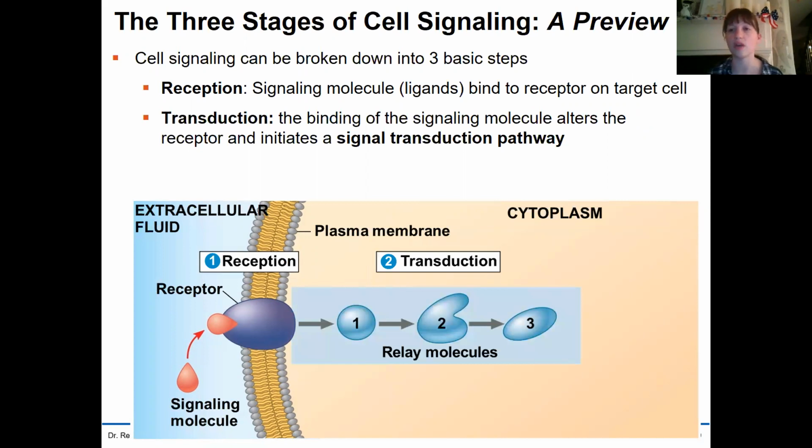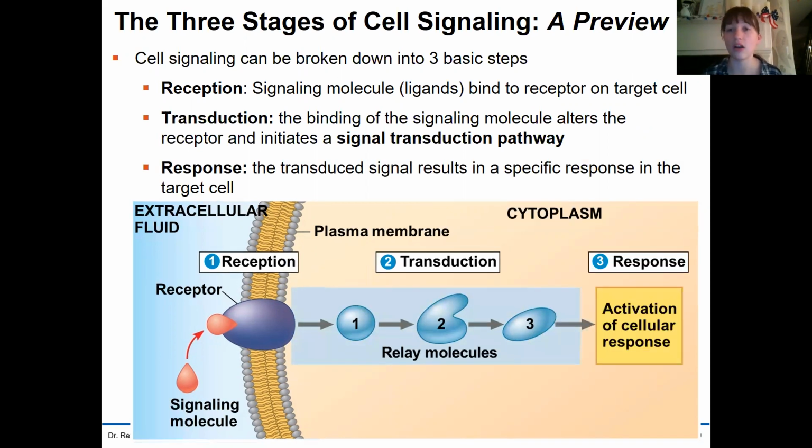Transduction is going to be when the shape change in the receptor causes a change internally, and it's going to carry that signal to another part of the cell. This signal transduction pathway leads to an area where there's a response which can occur, and that transduced signal results in a very specific response.